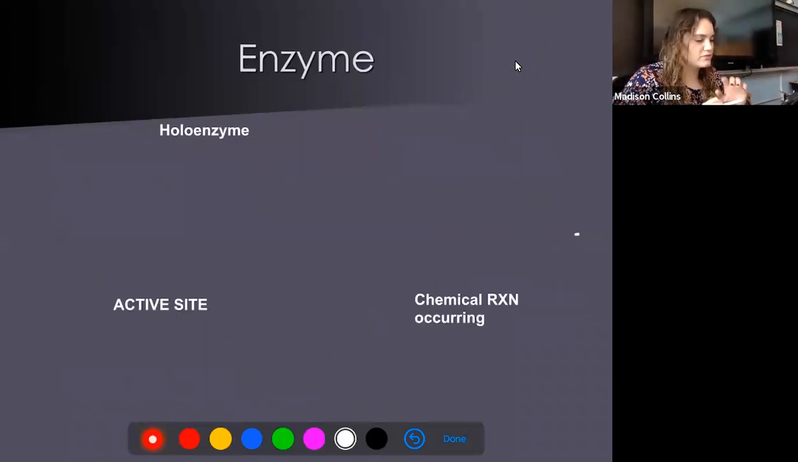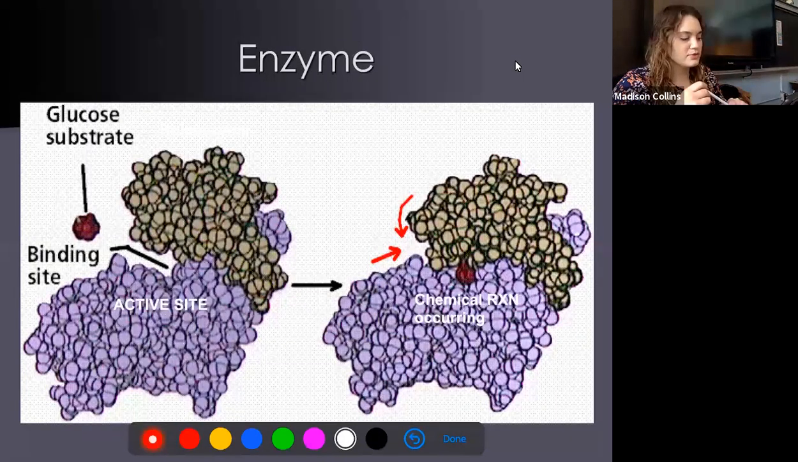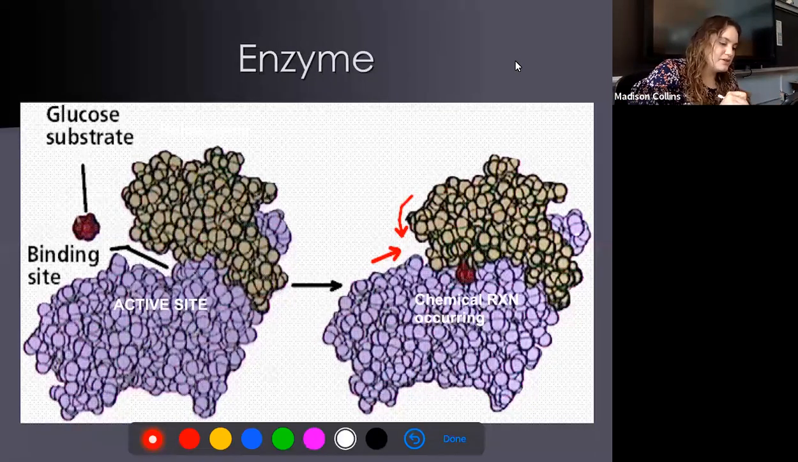So here I've got a picture for you as an example. So here we can see this is going to be your enzyme. Okay, this big old thing. And this is your substrate.